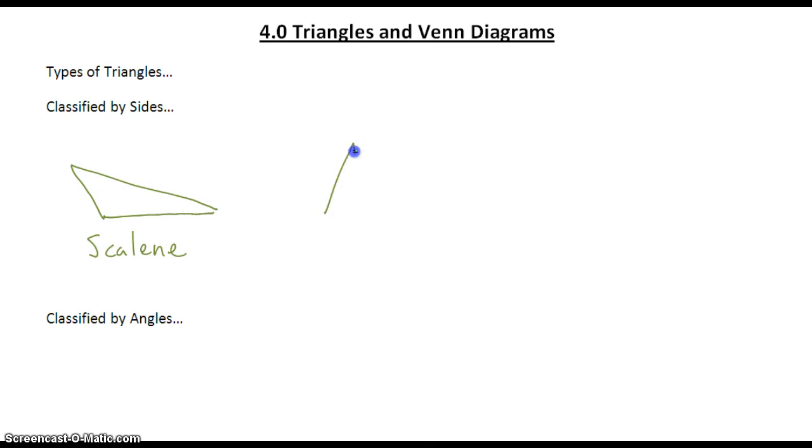We can have a triangle with two congruent sides. When a triangle has two congruent sides, it is isosceles. And we can have a triangle with three congruent sides. When a triangle has three congruent sides, it is equilateral. Lateral means sides, equal sides.